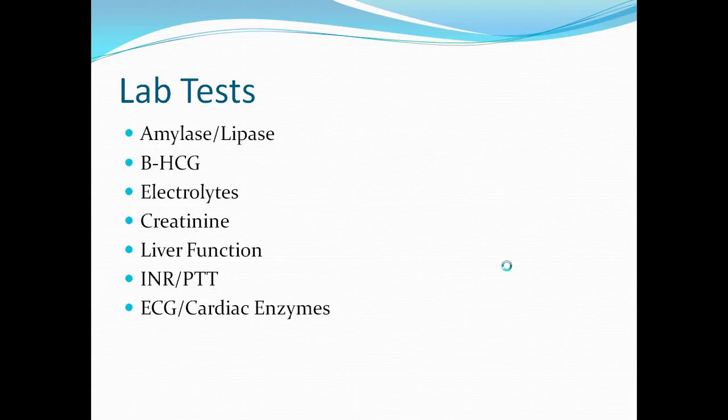Other tests, amylase, lipase. Lipase is more sensitive, but this is useful for looking for appendicitis. Beta HCG, pregnancy, electrolytes, volume depletion, etc. Creatinine, renal function, liver function tests like AST, ALT, INR, PTT, useful for coagulation factors, an alternative test of liver synthetic function because the liver produces your clotting factors, and in cirrhotic patients you'll often have a raised INR. And also an ECG, cardiac enzymes, which is useful in patients with risk factors with epigastric pain because that is often a way in which cardiac ischemia presents.